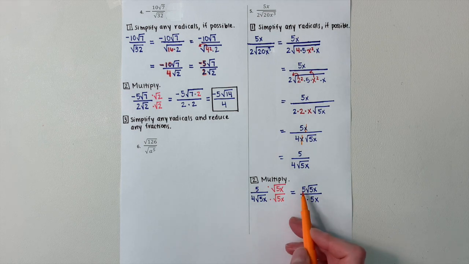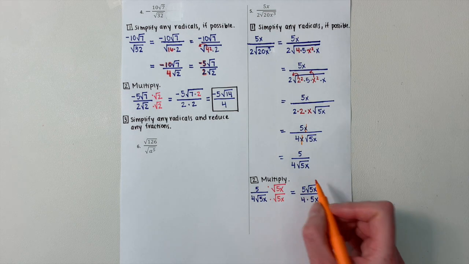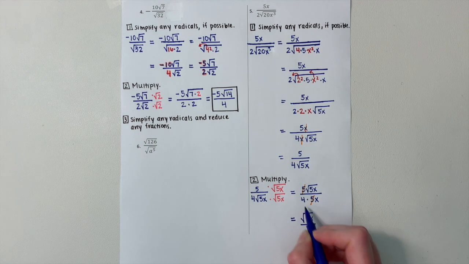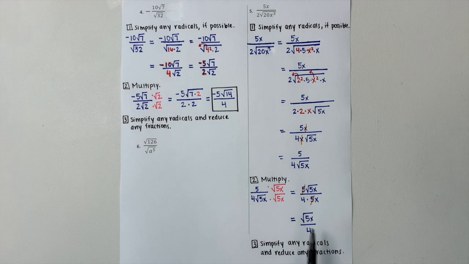Now, I notice that we have a 5 in the numerator and a 5 in the denominator, so let's just cancel those 5's, and that leaves us with the square root of 5x divided by 4. Now we've rationalized the denominator, and for step 3, you just want to see if you can simplify your final answer any further. But nothing can be simplified further here. So this is our final fully simplified answer. Let's take a look at one last similar example.